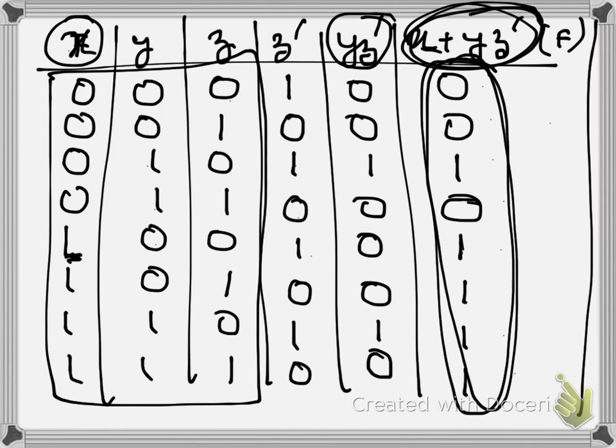The answer is no. You can get many expressions which give you the same output given the same input. So a Boolean function is not unique. It's not always unique. I may have multiple functions which give me the same output. So for example, let me write this.